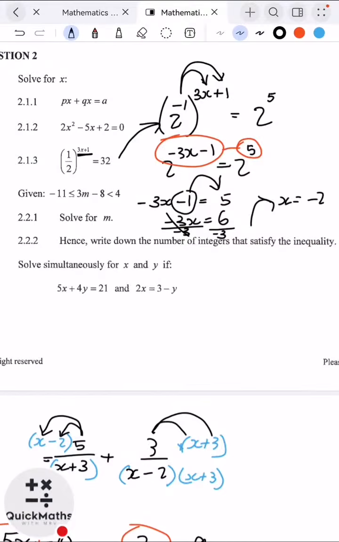What happened? We wanted prime bases, so we wanted the same base on both sides. Once the bases were the same, we knew that our exponents could be equal. Bases are the same, exponents could be equal.